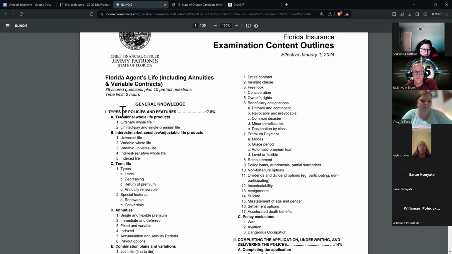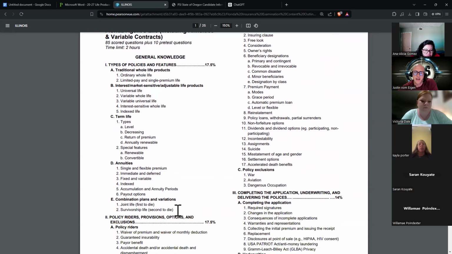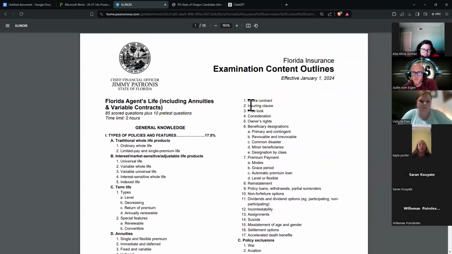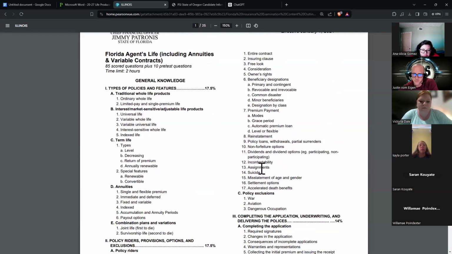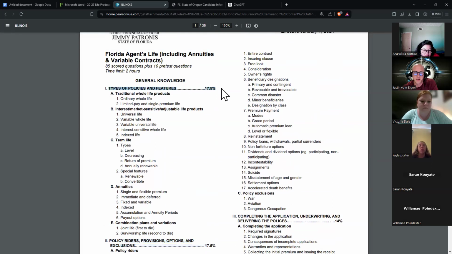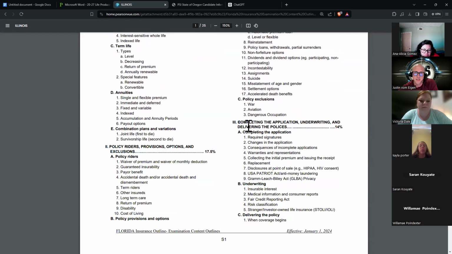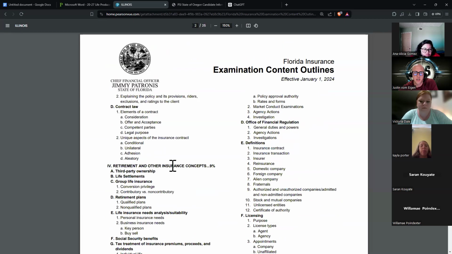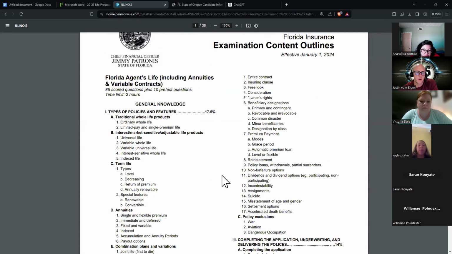Types of life insurance policies and their features: whole life, term life, annuities, stuff like that. Riders, provisions and options. So the different types of riders, different beneficiary designations, all that stuff. So we can go through this. These two are obviously big pieces on every state's exam. And this as well, completing the application and underwriting. And retirement and other insurance concepts. All right, so put in the chat which of these you would prefer.